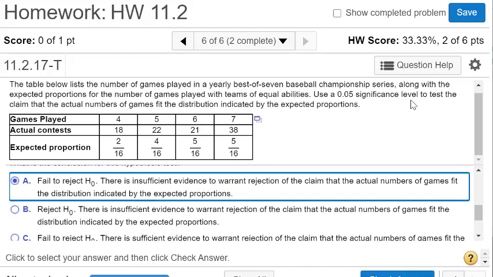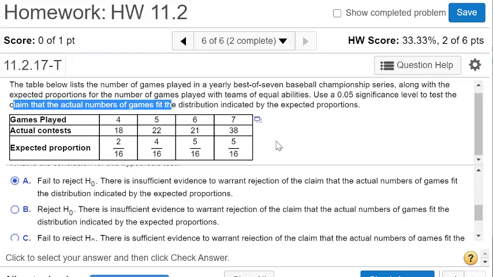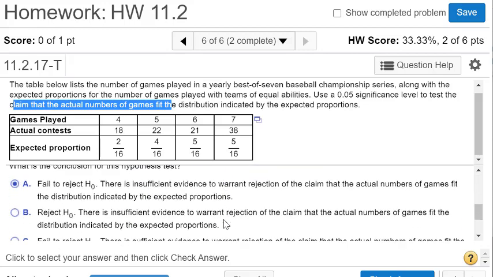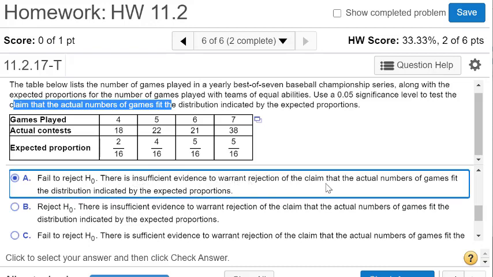Now the claim is that the actual numbers fit the distribution. So the claim is actually the null hypothesis, which we are unable to reject. So we fail to reject. There's insufficient evidence to reject the claim. And so we were trying to reject the claim that the actual numbers fit the distribution. Okay?